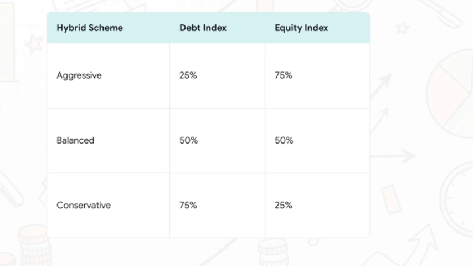Now, what's really interesting about this slide is that benchmarking gets a bit tricky with hybrid funds, the ones that invest in a mix of different assets. You obviously can't just use a pure equity index like the Nifty 50. Instead, you have to use a synthetic blended index. An aggressive hybrid fund, for example, might use a benchmark that is exactly 75% equity and 25% debt. A conservative hybrid fund flips that to 75% debt and 25% equity.